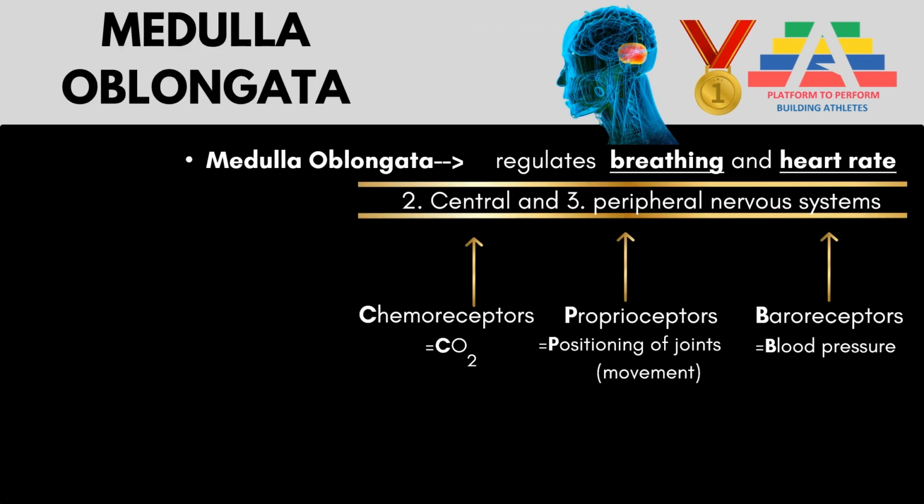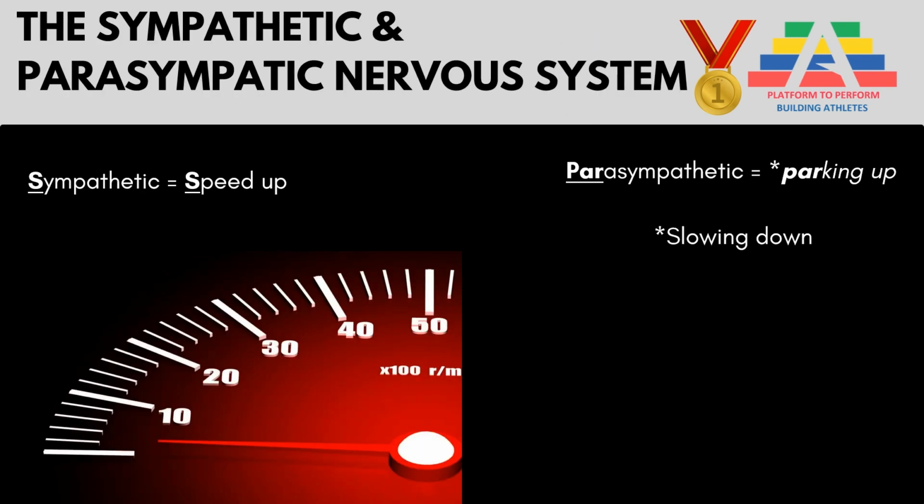So the combination of these three systems, the medulla oblongata, the central nervous system, and the peripheral nervous system, is what helps coordinate your breathing and your heart rate. The cardiac control center, which is what controls what happens to the heart, can be stimulated by chemoreceptors that detect carbon dioxide changes, baroreceptors which detect blood pressure changes, and proprioceptors which detect changes in joint positioning.